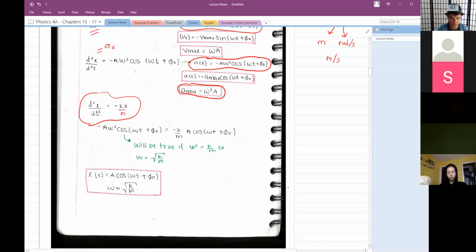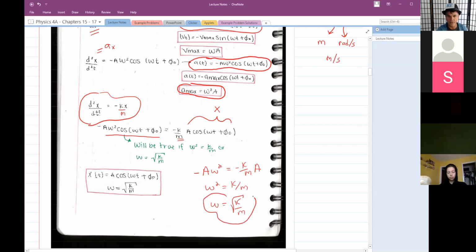Well, here is my x as a function of time. Here's the negative k over m. And here's two derivatives of position with respect to time. Remember, I had this negative a omega squared cosine omega t plus phi. Well, the only way for these two sides to always be equal is if negative a omega squared equals negative k over m times a, or if omega squared equals k over m. So omega is the square root of k over m.